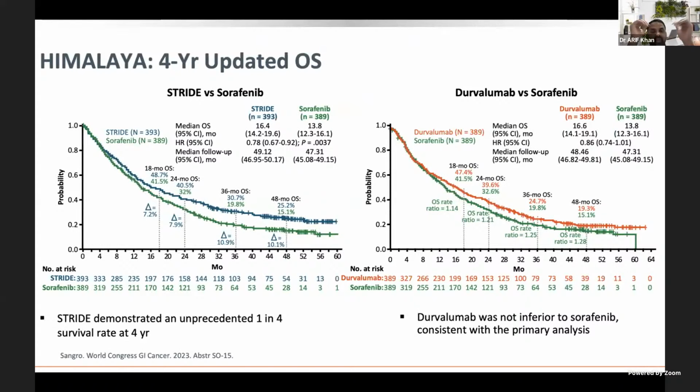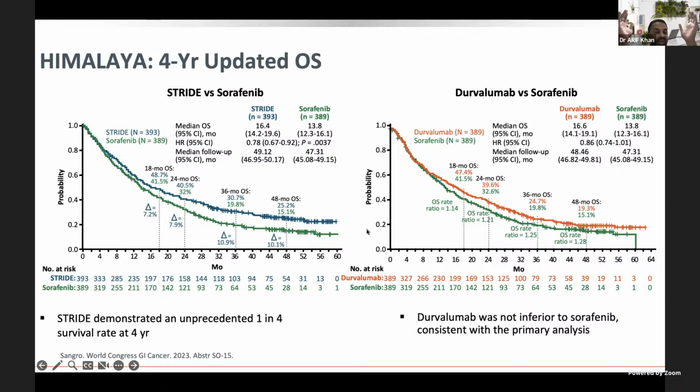Again, they updated the OS here, the 4-year updated OS. So pretty similar overall survival here. Now these curves have started separating. Previously they were overlapping, but with the prolonged follow-up, now we can see the delta is getting bigger and bigger. Now the tail of the curves has plateaued here. And with Durva, almost similar curves, they are overlapping. In the initial phase, up to maybe 10, 12 months, there is overlapping of the curves.